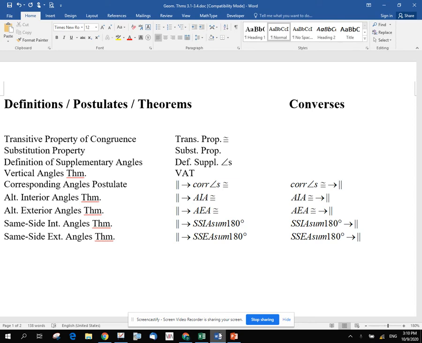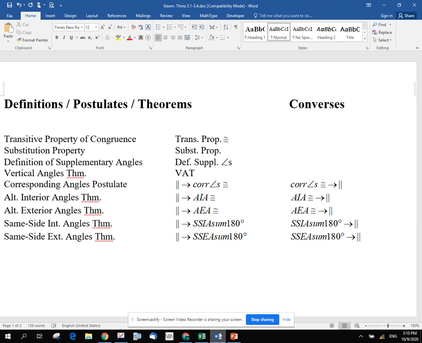So you should have already received this document. It's about a third of a sheet of paper. I think I would have handed this to you probably the day before you watch this video, or maybe the day of. And you'll notice that there are a few basic things on here that are from the previous chapter or chapters: vertical angles and definition of supplementary, transitive property, substitution. These are the abbreviations you should use.